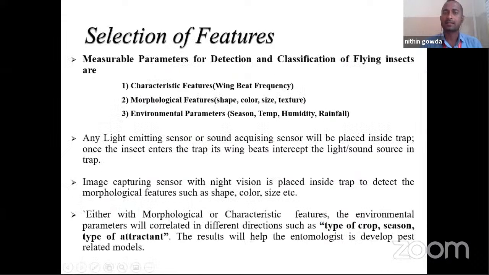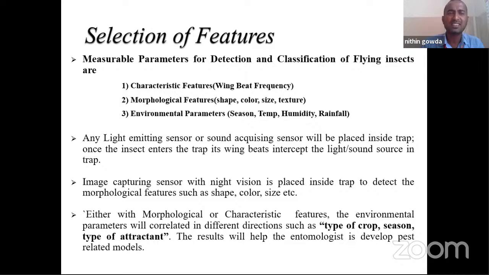Okay. So next, how to recognize, sir, whether I need to go with the biological method of increasing pollinators or whether I need to go with pesticides? Please observe, as I mentioned in this slide, any particular insect can be classified by using only 3 techniques. You can identify any particular insect by using these three methods. Which are those? One is based on the characteristic feature. Another is based on the morphological feature. Another is based on the environmental parameters.